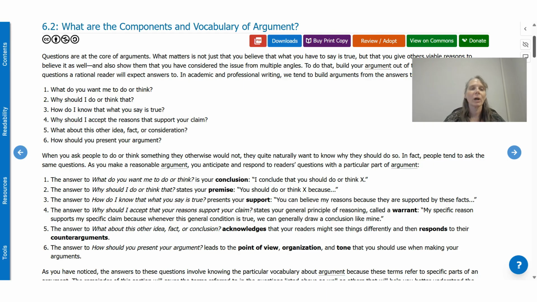First, what do you want me to do or think? Second, why should I do or think that? Third, how do I know that what you say is true? Fourth, why should I accept the reasons that support your claim? Fifth, what about this other idea, fact, or consideration? Sixth, how should you present your argument?